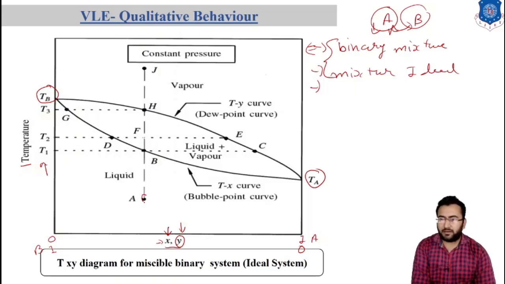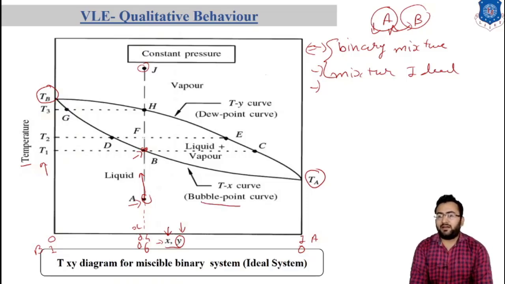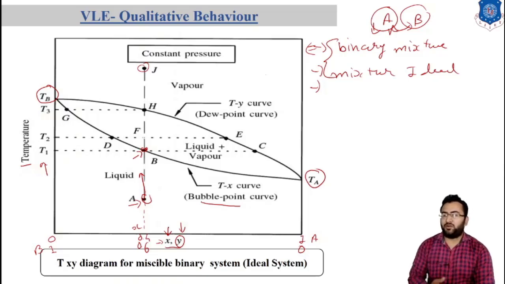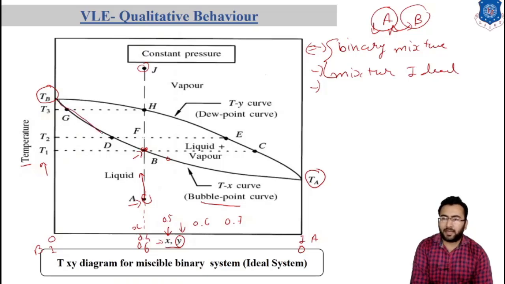So let's take this line A to J. Let's consider there is a system at point A where we have 0.4 of component A and 0.6 of component B. If we increase the temperature, then this solution heats up, and at point B the first bubble of the solution will occur. So at this temperature, we can say that this is the bubble point temperature. The temperature at which the first bubble is created is known as the bubble point temperature. Now if we draw this line at different compositions, let's suppose we take 0.5, then 0.6, 0.7, then it will represent a curve like this.